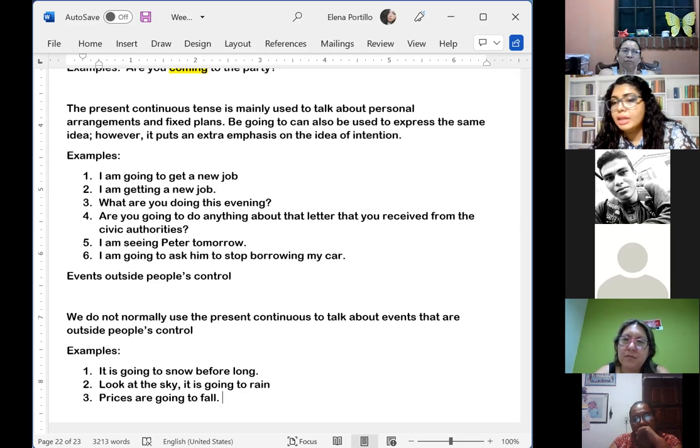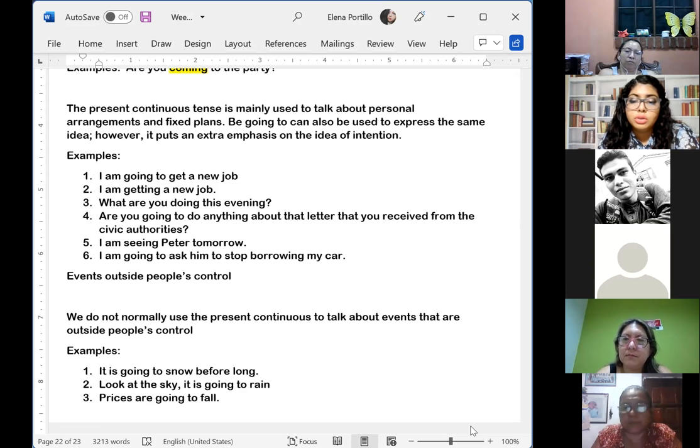So, en esa parte estamos hablando que tenemos, ¿verdad? Diferentes significados. Y son usados para hablar sobre acciones y situaciones que están en proceso o que llevan un progreso ahora. Be going to is only used to talk about future events. En este caso, el be going to solo es para las acciones futuras.